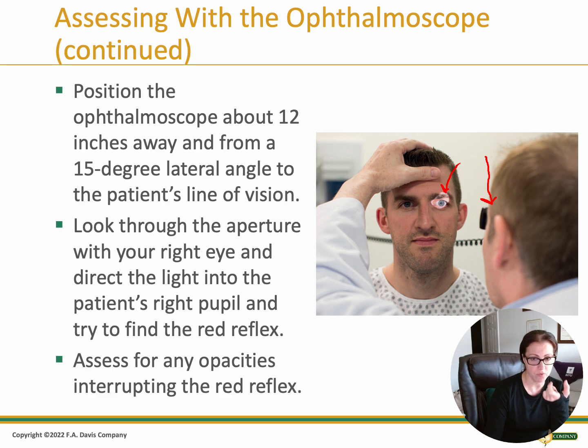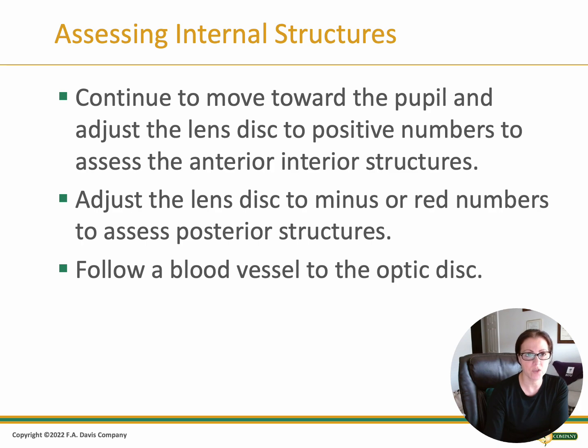Once you're looking through the aperture, once you see a red reflex, which is just a redness, like when you are taking a picture of someone and you see redness in their eyeballs, that's exactly what you're going to find. You're going to then move closer until you're able to capture the retina and identify any landmarks of the retina. So again, you'll continue to move towards the pupil and adjust the lens for focus until you're able to see the internal structures. And it takes a lot of practice.